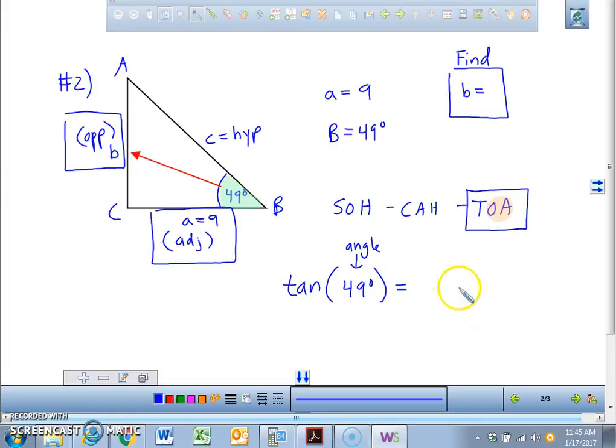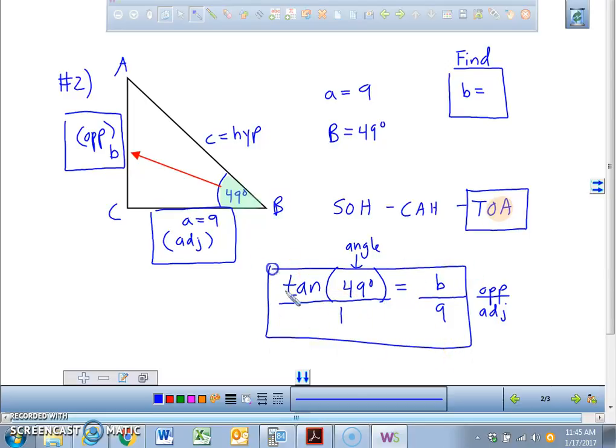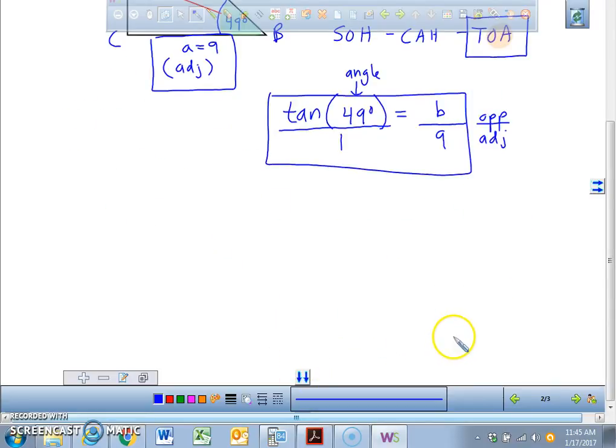Now this one's easier because we didn't have to convert any minutes to degrees, did we? Okay. And they all are like that. If we needed to, it would be divided by 60. All right. Now, what is my opposite side, everybody? Lowercase b. What is my adjacent side equal to? 9. And what are we going to put the tangent of 49 over? 1. And what did we set up? We set up a proportion.